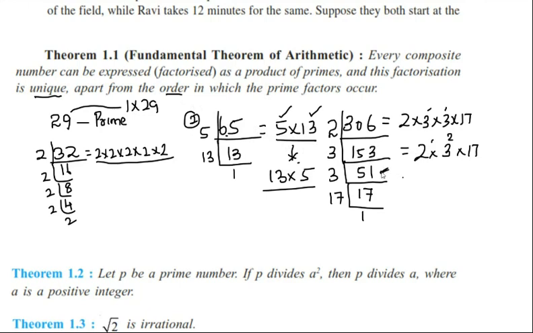If you think that 51 is a prime number and leave it there itself, writing 2 into 3 into 51, then it is wrong. Because 51's factors are not that; they are 3 into 17, so the factorization is 2 into 3 into 3 into 17. Someone else who does it correctly will get this prime factorization, but if I do it wrongly, I will get 2 into 3 into 51.